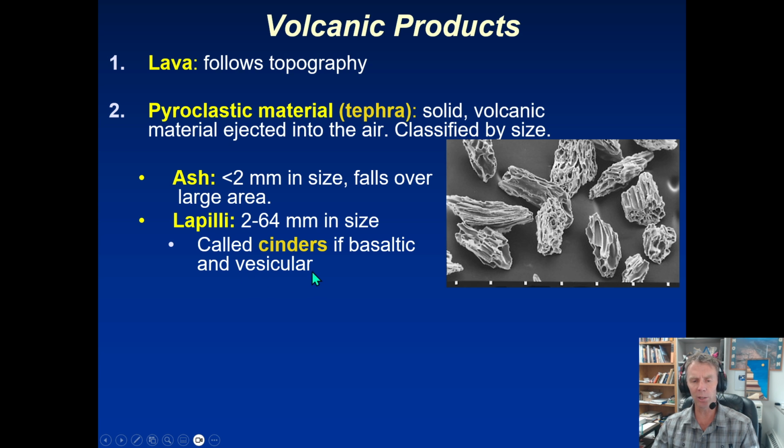We already used this term in igneous rock: vesicular, the vesicles, the gas bubbles. If it's basaltic and vesicular, we sometimes call that type of lapilli cinders, and we even have a type of volcano we'll discuss called cinder cones.